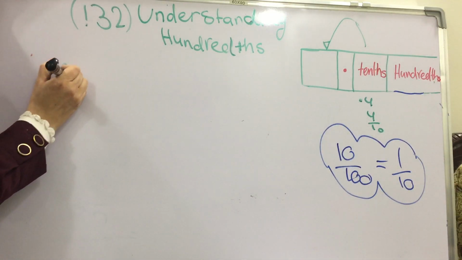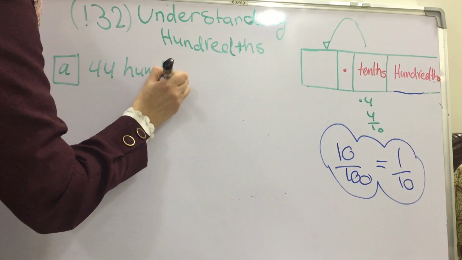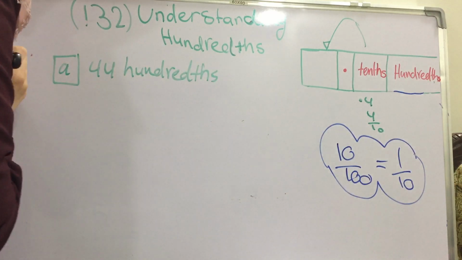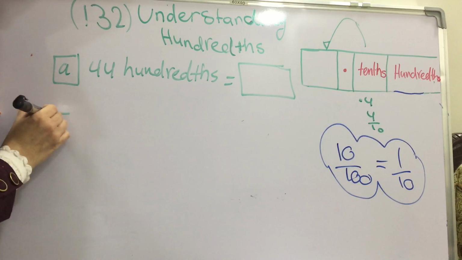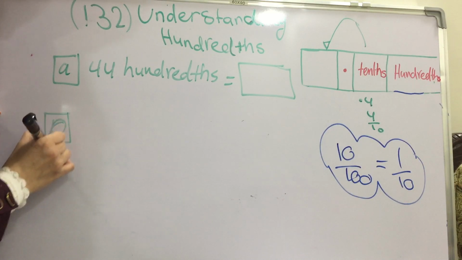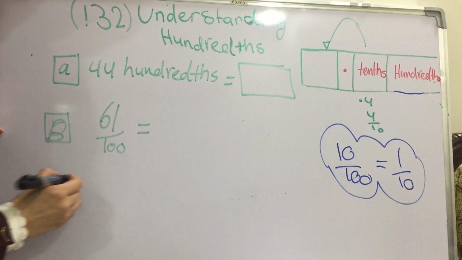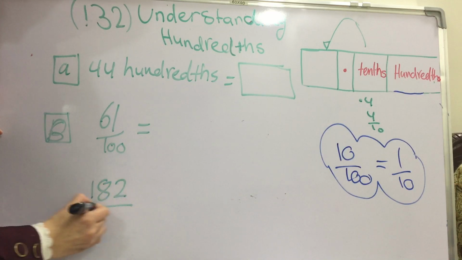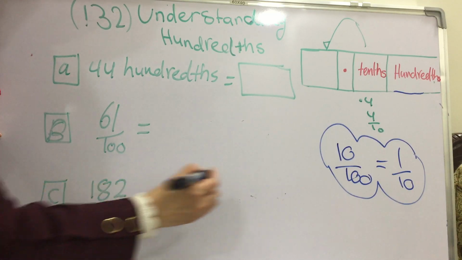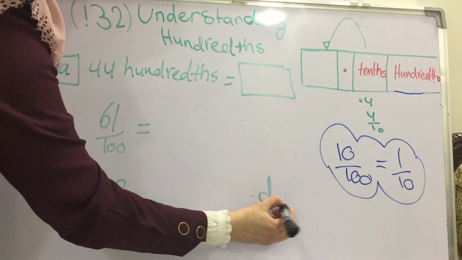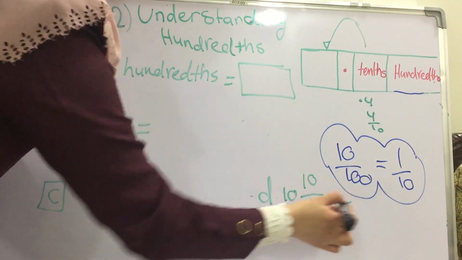Let's do the first one, which is A. What is 44 hundredths? Okay, equal. Then B, it's 61 over 100 equal, and I have 182 over 100, and the last one I will write over here, which is D, which is 10 over 100 equal what?